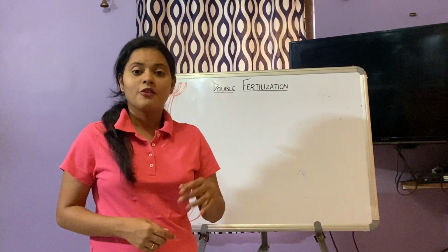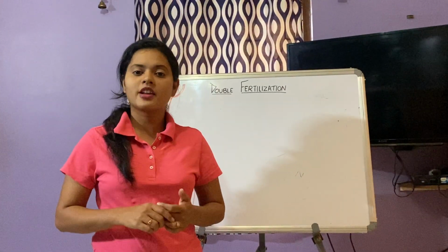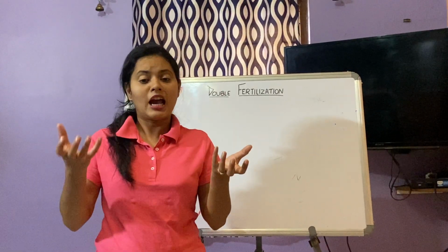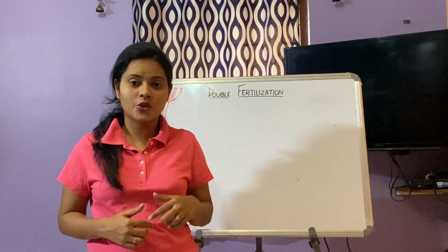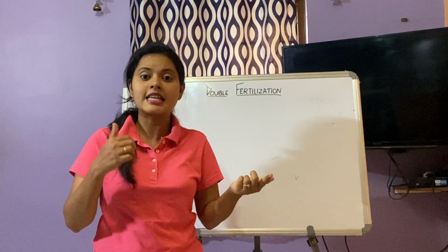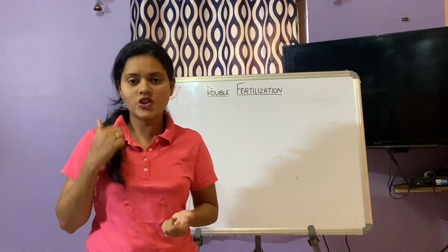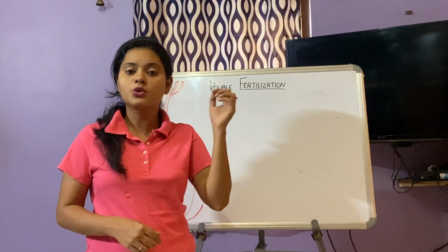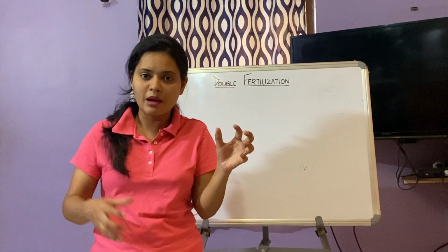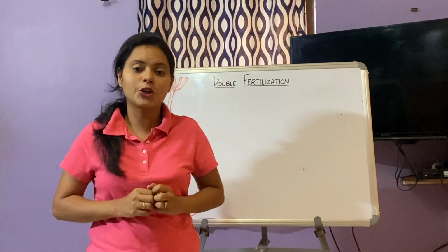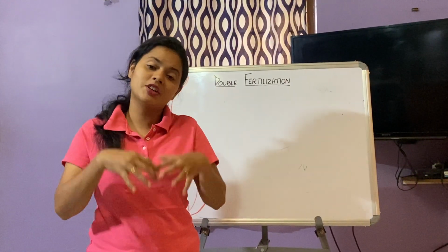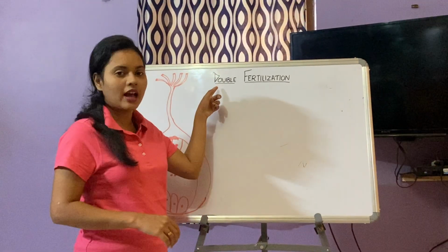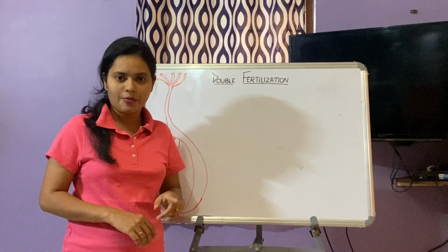Dear students, from the chapter Sexual Reproduction in Flowering Plants, we have already discussed how the male gamete and female gamete are formed via the processes of microsporogenesis and megasporogenesis. In today's video lecture, we are going to discuss how these male and female gametes are brought together, or how fertilization takes place. The concept is known as double fertilization.